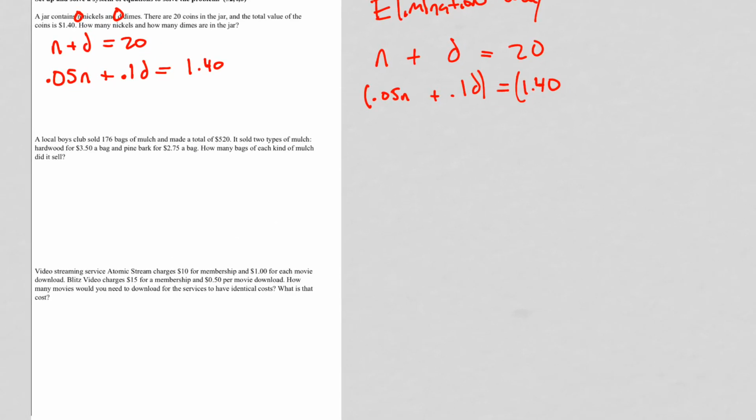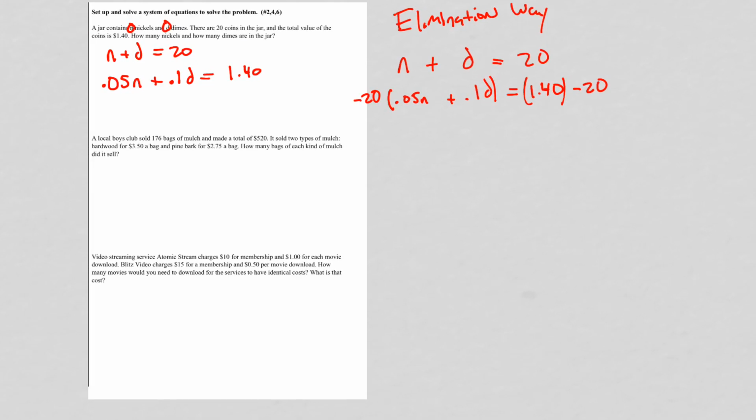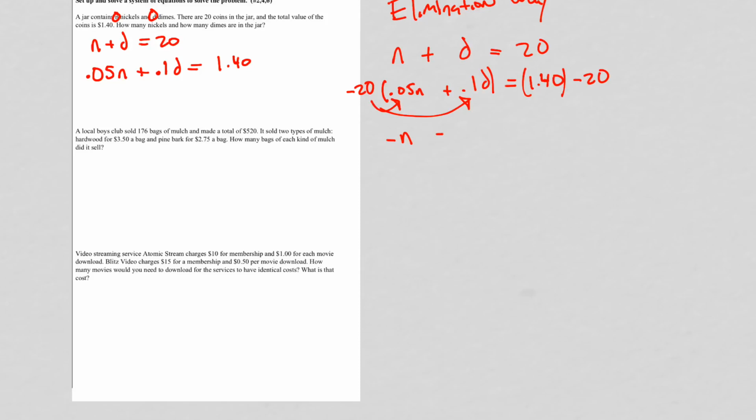So I'm going to choose the times negative 20 route to make my elimination equation. When I do that and distribute the multiplication, negative 20 times 0.05n is negative n, negative 20 times 0.1d is going to be minus 2d, and all of that's equal to minus 20 times 1.40, which is minus 28.